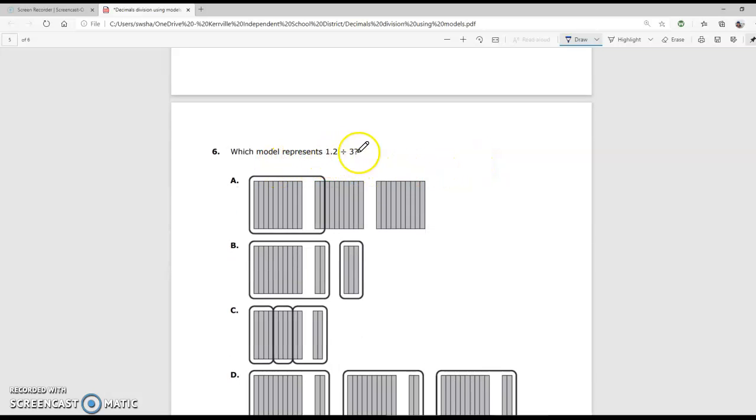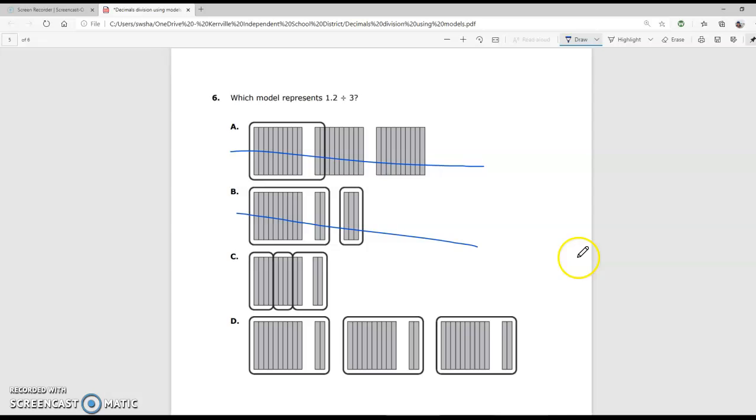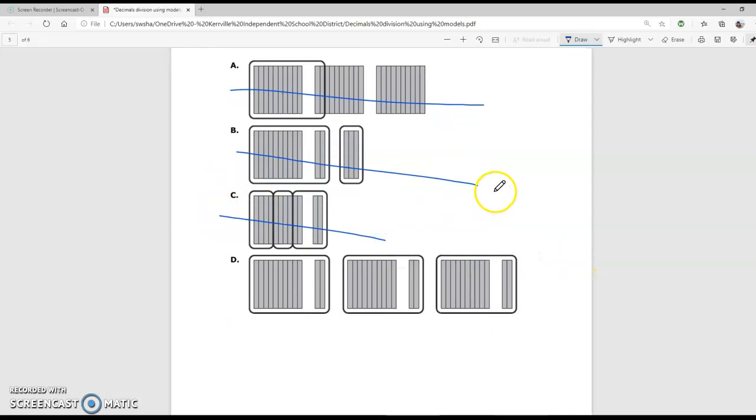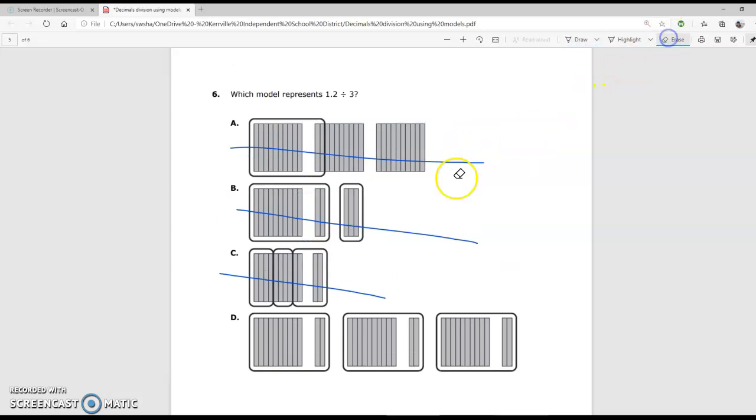Let's look at number 6. It has 1.2, and you have to divide it into 3 equal groups. Is it 3 equal groups? Yes, it is 3 equal groups. Let me see. This one is 1 whole and 2 tenths. So if you divide, that would be 0.4, right? This one is 0.4, 0.4, and this is 0.4.